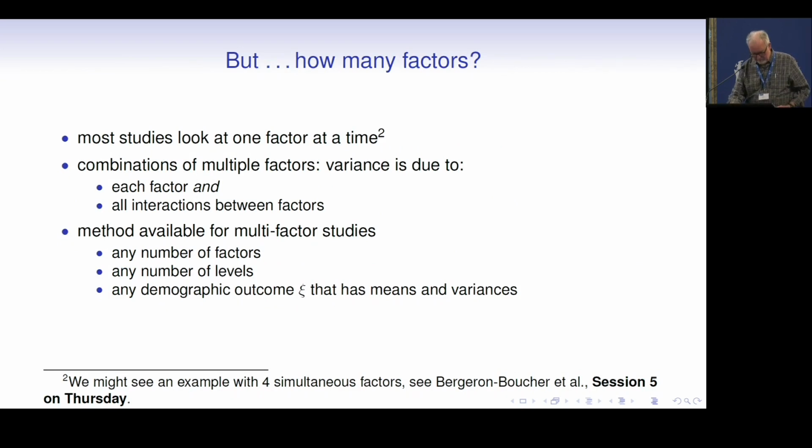But how many factors? Well, we all got a bag this morning which has age, sex, and education as factors, but almost all studies only look at one factor at a time, education or age or sex, even though we all know that multiple factors are operating. And so what would be nice is to be able to look at the variance due to each factor operating simultaneously and to the interactions between them.